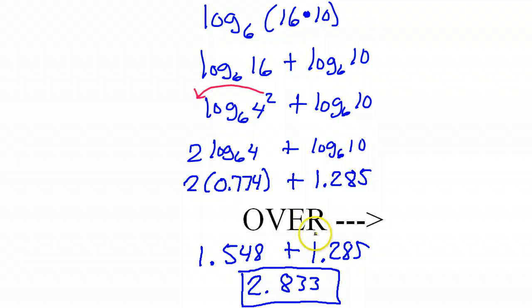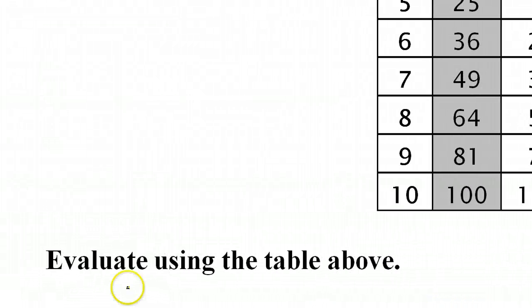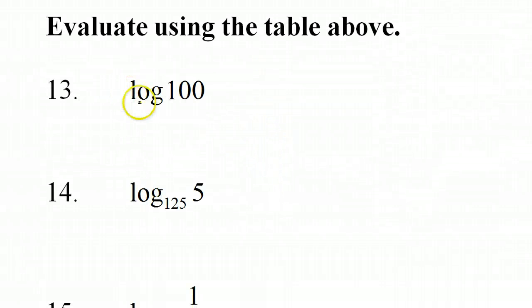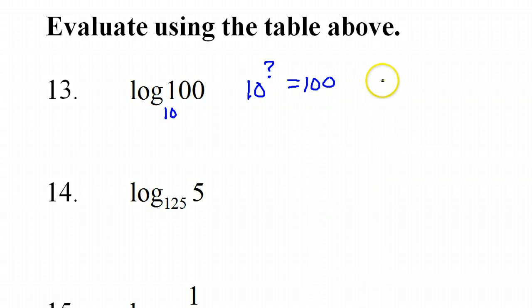Apparently there are problems in the back, thus the word over. See what that's all about. Okay, what's the invisible number, the invisible base here? Okay, that is an invisible base 10. So this is like asking 10 to the what power is equal to 100? And of course the answer to that question is 2.